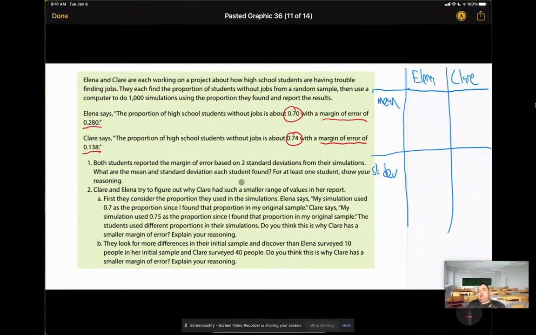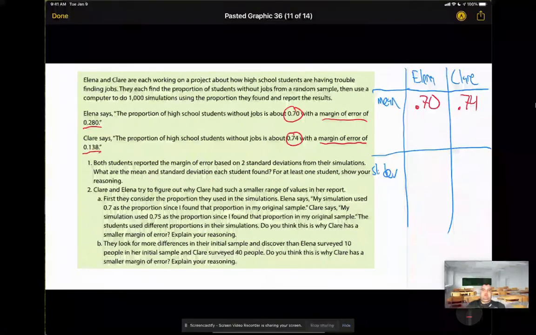I'm going to show my reasoning for both students just because I'm demonstrating for you all. So for Elena, she says that the proportion of high school students without jobs is 0.70. That's 70%. So that right there is going to be the mean for Elena. And for Claire, the mean is going to be 0.74 or 74%. Now to find the standard deviation, we're going to use the margin of error.